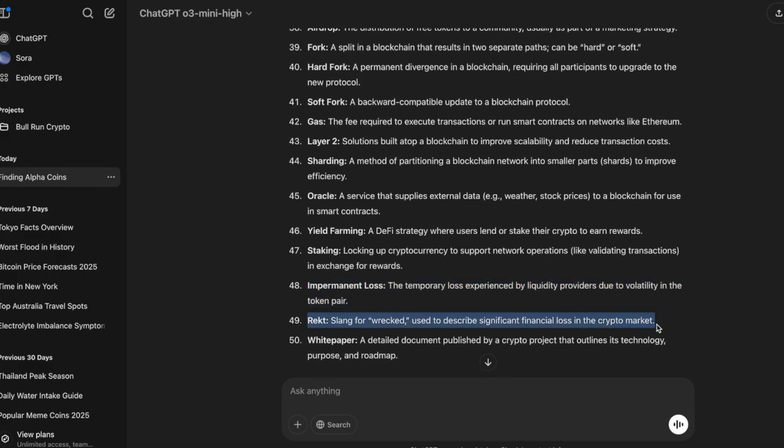Here's a good one, wrecked. Anytime someone gets wrecked, slang for wrecked used to describe significant financial loss in crypto market. You'll hear people talking about, oh man, I got wrecked on that meme coin. It's because they got wiped out.